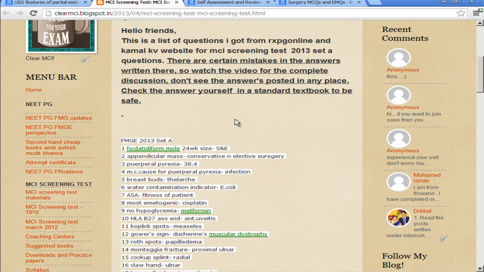Appendicular mass conservative. The student has written appendicular mass conservative and elective surgery with a wrong spelling. Obviously, this question, I think they are referring to the Ochsner-Sherren regimen, and this one is quite important as well. If you go to surgery, the classical book I think you should follow should be Amit Ashish surgery, or it can also be Rachna Chaurasia surgery book, and you should have Schwartz and Sabiston's reviews as your guide and the main book as your guide.